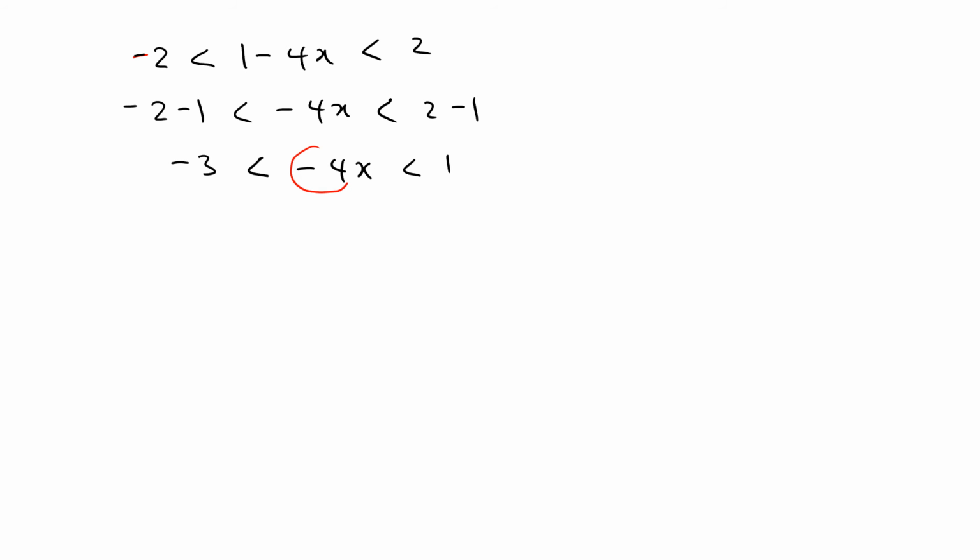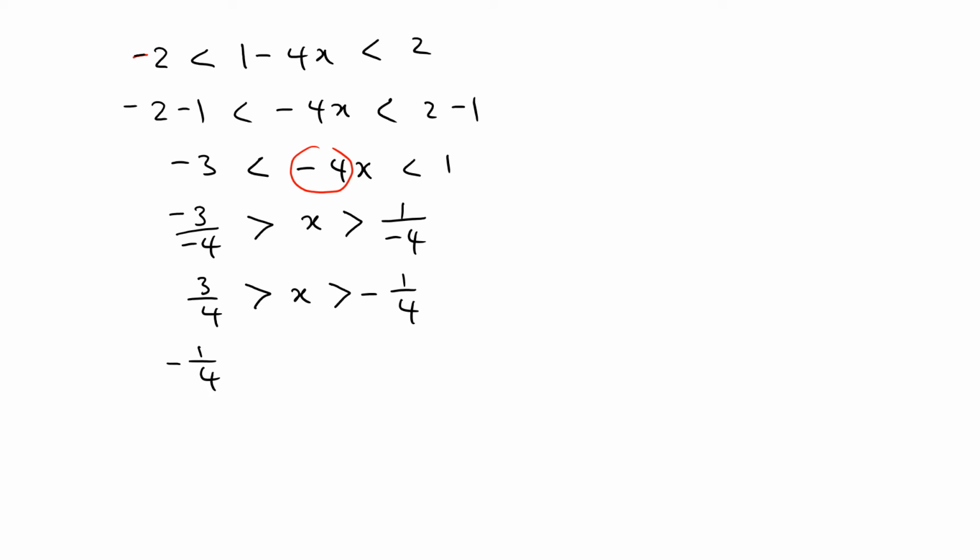Now we have negative 4x, so we can divide by negative 4. Again we divide by a negative, so we flip the signs. Negative 3 divided by negative 4 becomes 3/4, and 1 over negative 4 becomes negative 1/4. If you simplify, you get 3/4 greater than x greater than negative 1/4. This is the exact same thing as writing it the other way: negative 1/4 less than x less than 3/4. We just reverse the order and write it backward because it makes more sense.